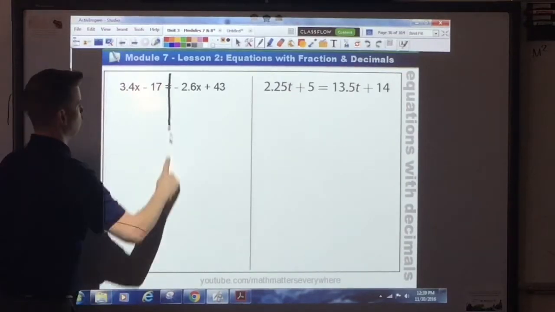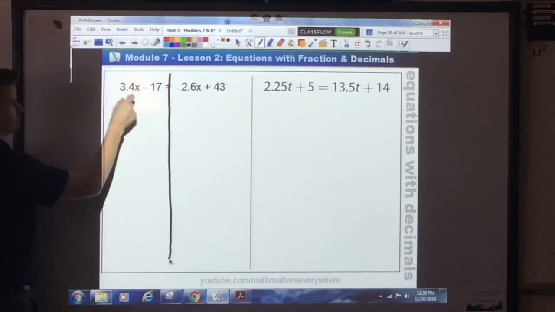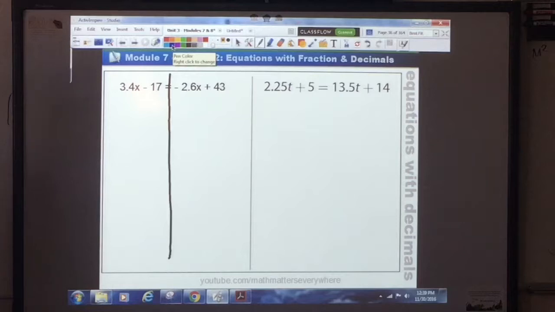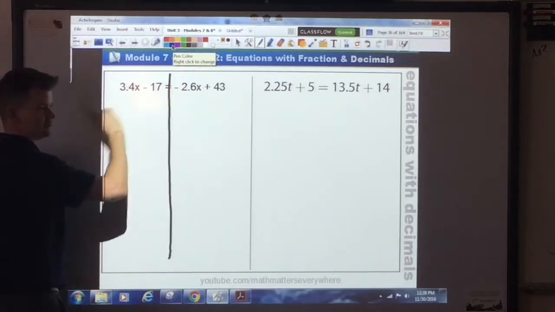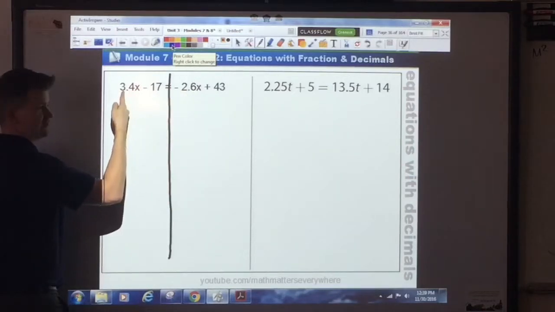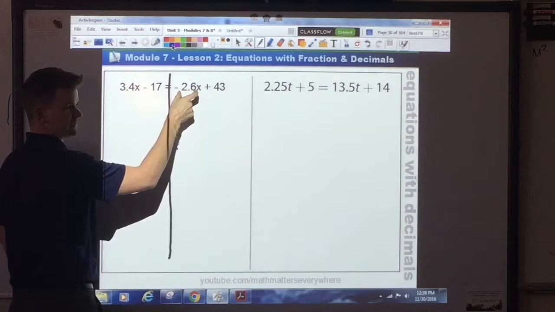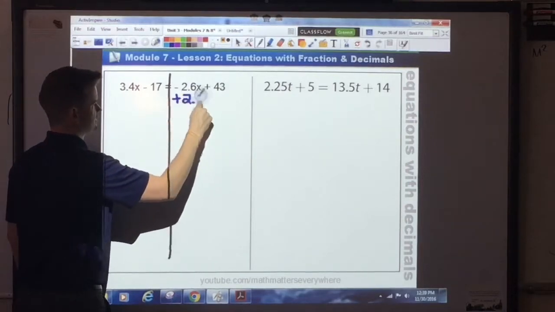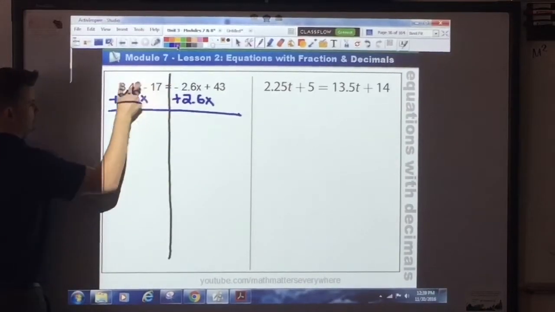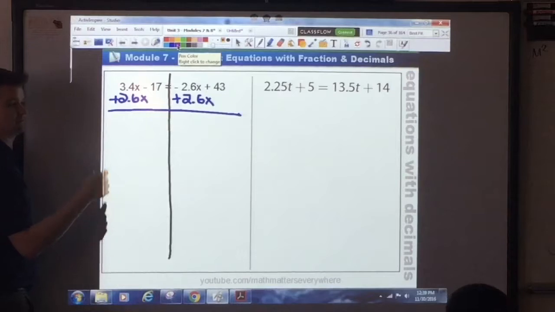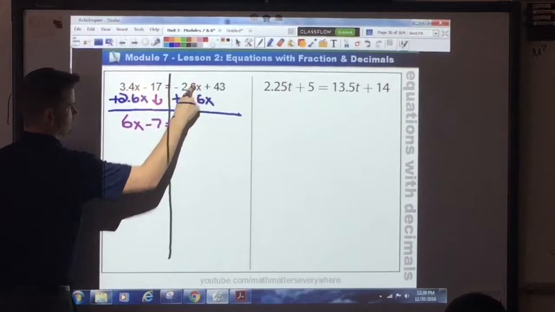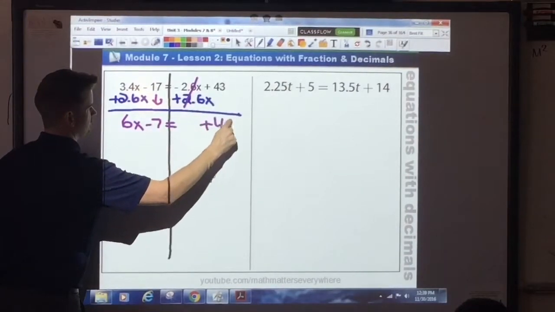So here, variable term, constant. Same process though, as any other equation with variables on both sides. Melody, which coefficient is smaller? Negative 2.6. So we're going to move that over here. What's the inverse of a negative 2.6? Positive. So we add 2.6x to both sides. And you work from left to right. 3.4 plus 2.6 gives me 6. I have 6x. I bring down the negative 17 equals, that will cancel, positive 43.